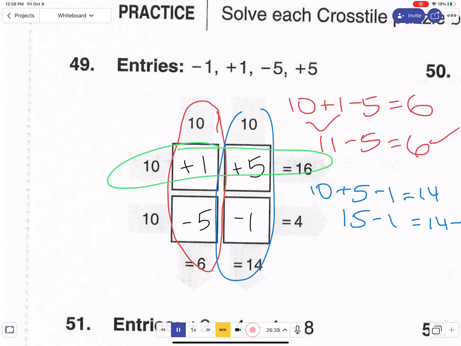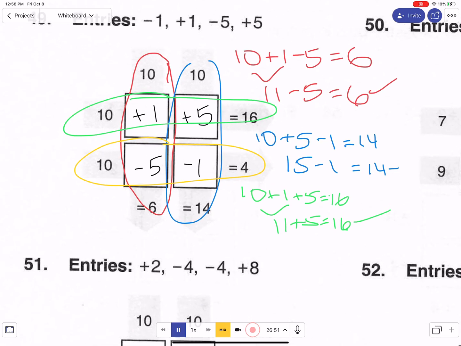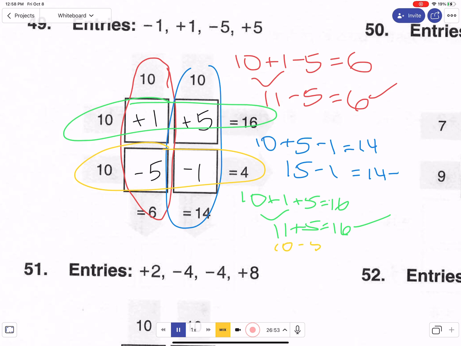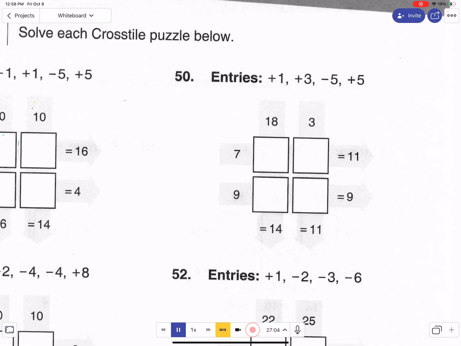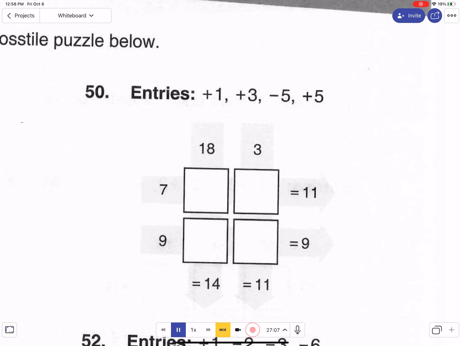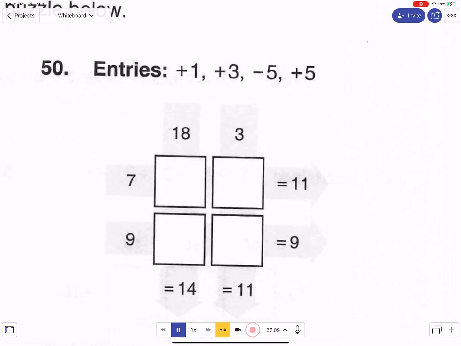So our top row, that's correct. And our bottom row, I'm gonna write it kind of small because I ran out of room. And that is correct. So this is our answer. Now let's go to our next problem. This one. So here are our entries.